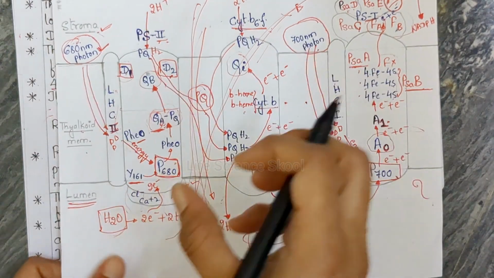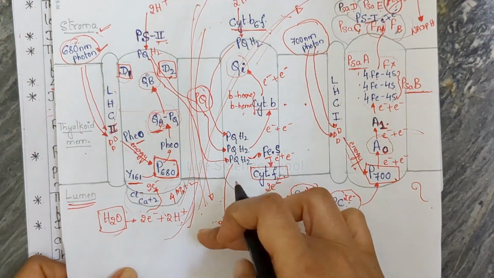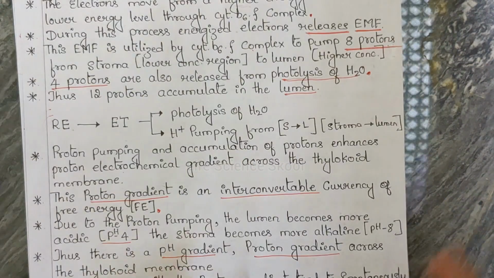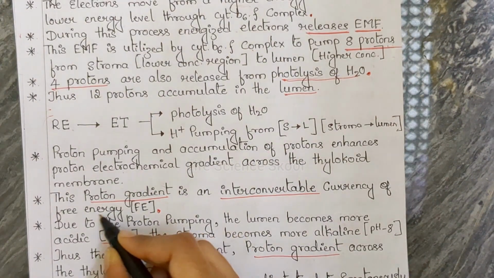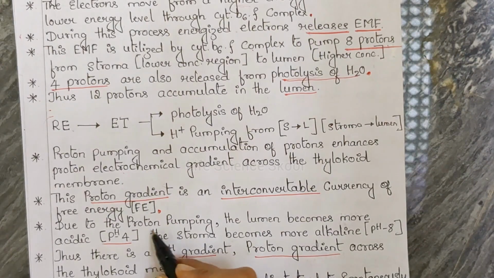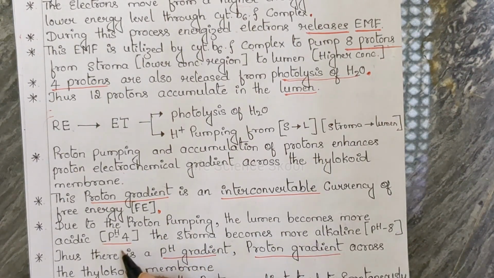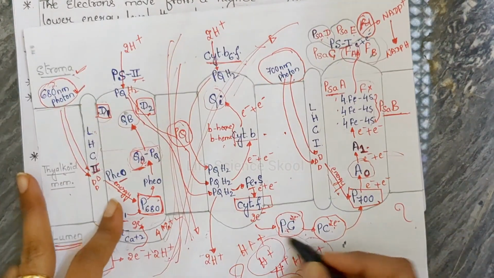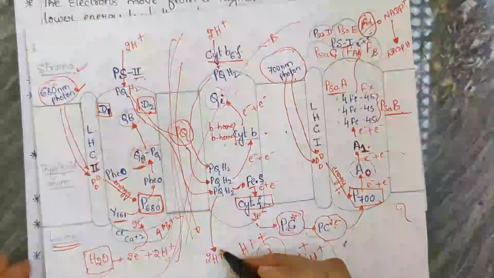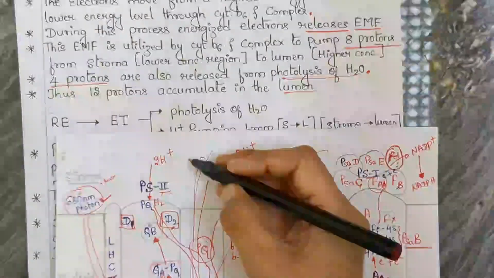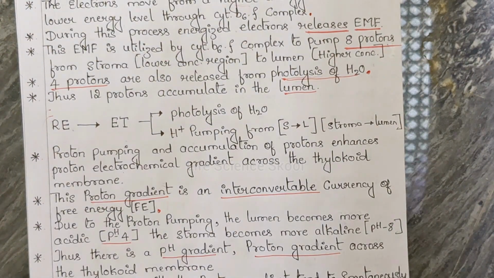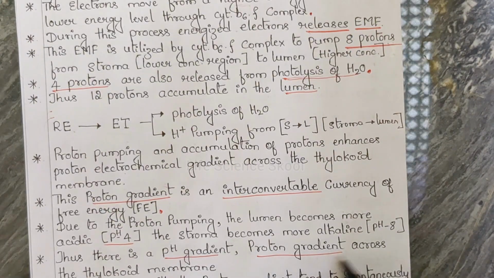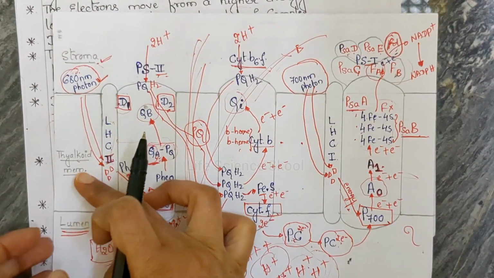And this proton gradient is interconvertible, meaning it can be changed. Sometimes it will be higher on this side and sometimes higher on this side. So it is an interconvertible currency of free energy. Due to the proton pumping, the lumen becomes more acidic and the stroma becomes more alkaline. Obviously, as protons are more here, the lumen becomes acidic and the stroma becomes alkaline. Thus, there is a pH gradient. This creates a pH gradient and a proton gradient across the thylakoid membrane.